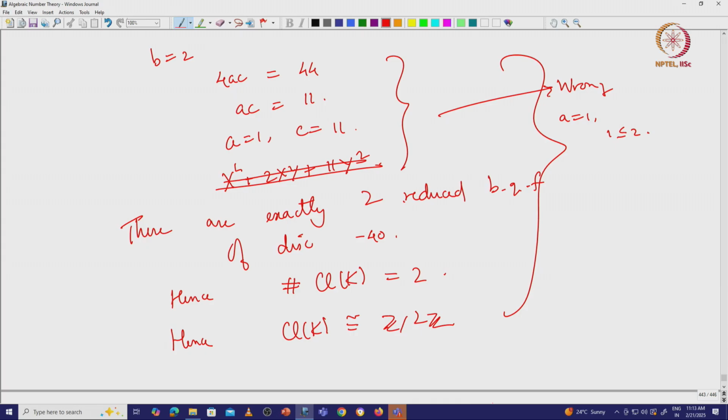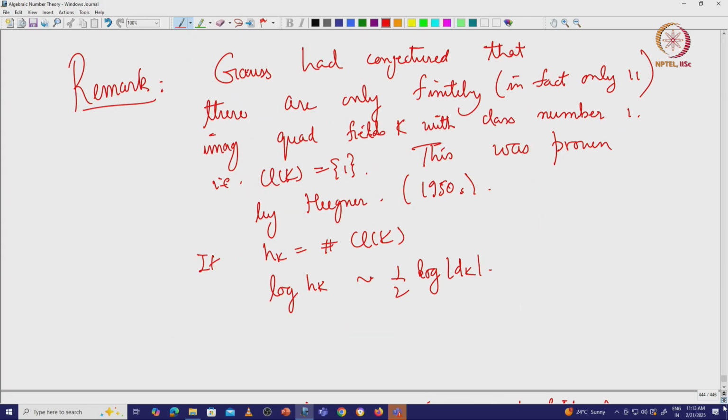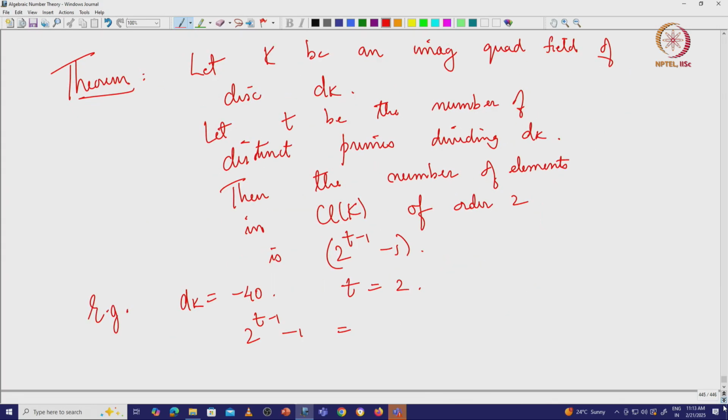All right. So I made a mistake here, and I found it from this now, because this is 2 to the 2 minus 1, which is 1. So there is exactly one element of order 2. So hence Cl(K) has exactly one element of order 2. Sorry about that error.